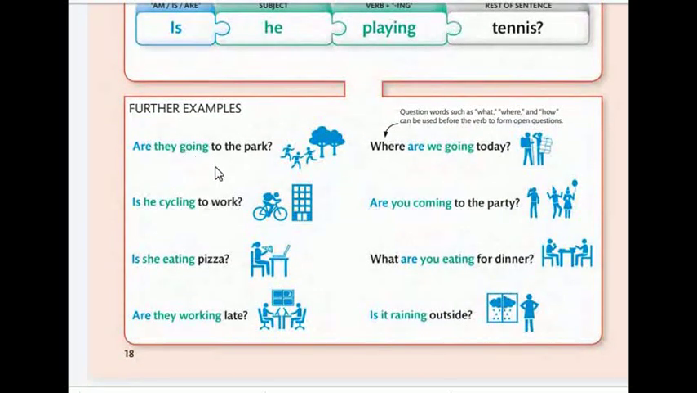And examples. Are they going to the park? Is he cycling to work? Is she eating pizza? Are they working late? Where are we going today? Are you coming to the party? What are you eating for dinner? Is it raining outside?